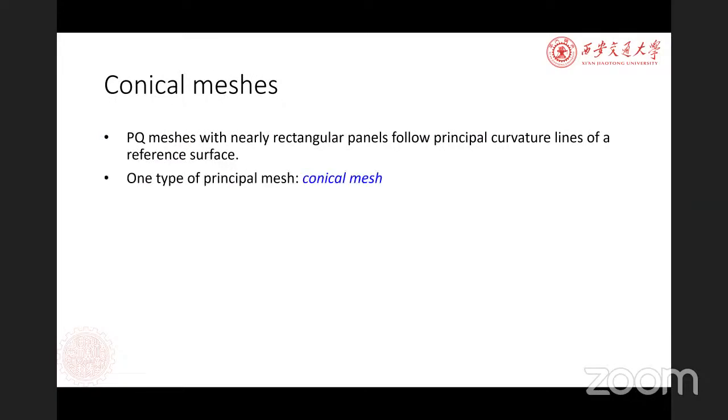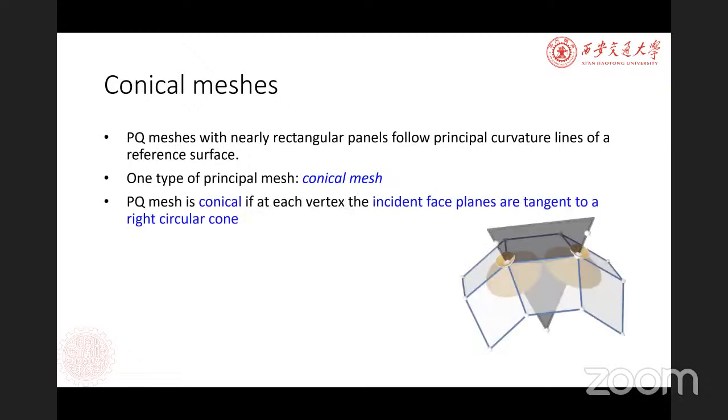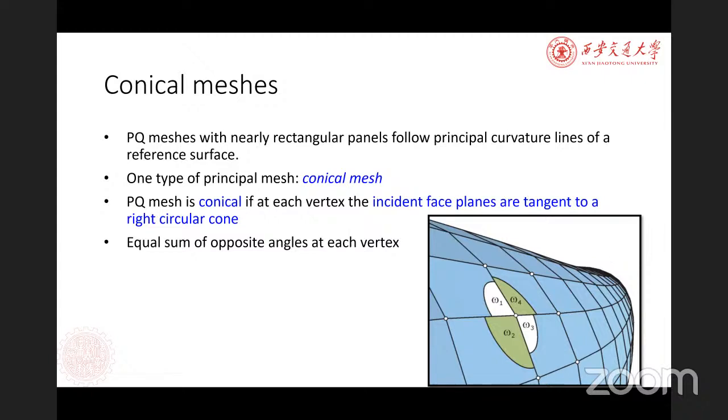So one special case of such kind of mesh is a conical mesh. A PQ mesh is conical if at each vertex, the faces around this vertex are tangent to a right circular cone. So for conical mesh, the sum of the opposite angles are equal at each vertex. The geometry property of conical mesh has been explored by previous work. Here we just give a brief recall of the parts which relate to our work.